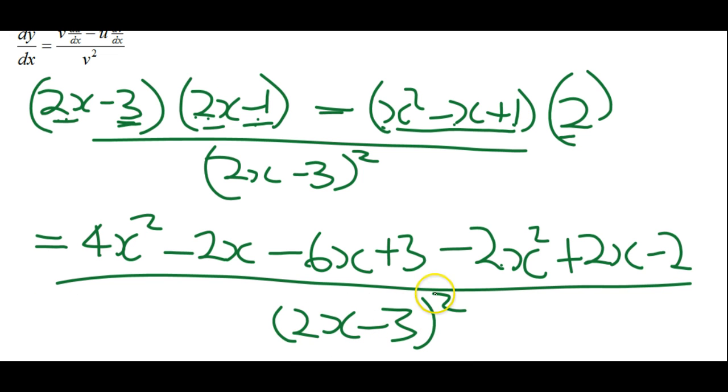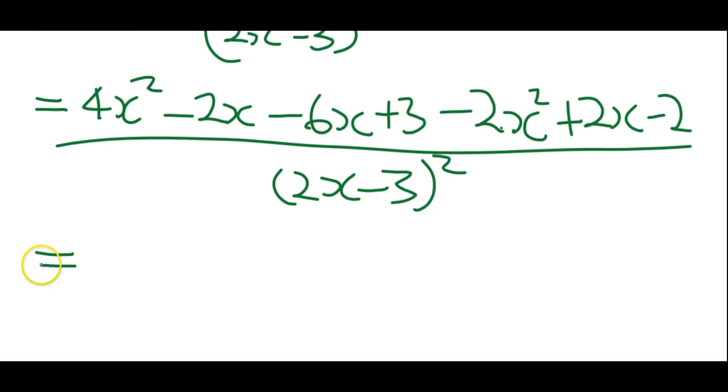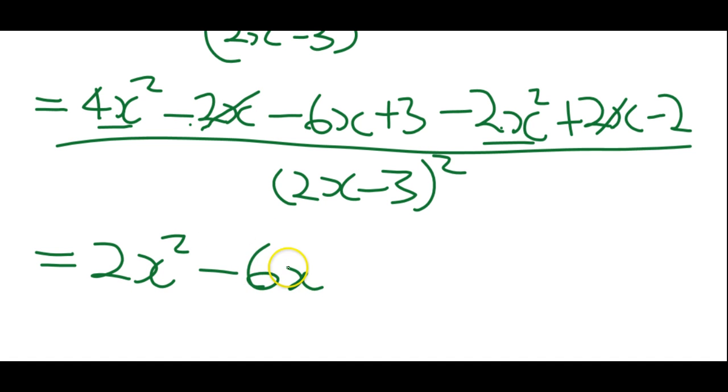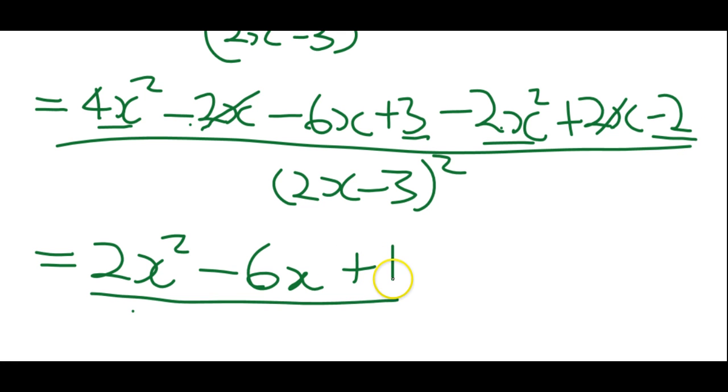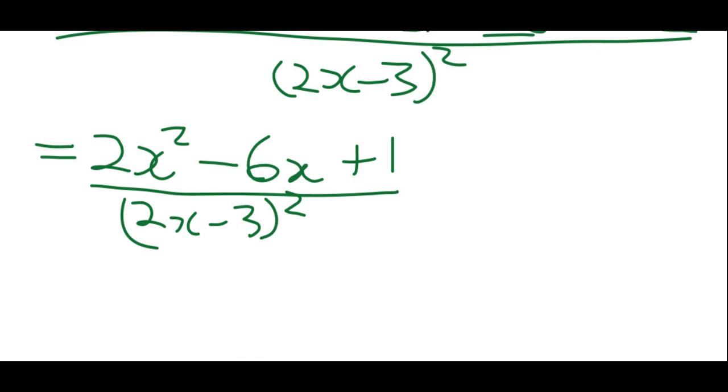So we can simplify the numerator once again. Note that this can cancel with this because this is minus and this plus. Then this 4x squared and minus 2x squared will give us 2x squared. Then we have negative 6x here. Then this and this will give us plus 1, all divided by 2x minus 3 all squared. So this could be your final answer.